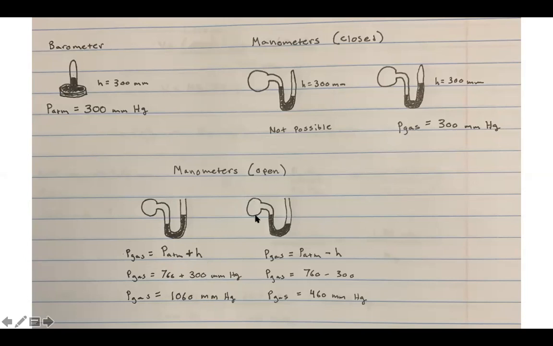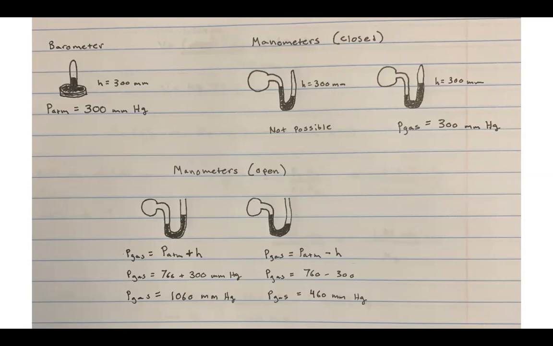Looking at the other potential option, here you'll see the level of mercury is lower on the side exposed to the atmosphere. This means that the atmospheric pressure is stronger than the pressure of our gas by our height differential. The height differential is the difference between those pressures. So the pressure of our gas here is our atmospheric pressure minus that height differential, because we just said it should be weaker than our atmospheric pressure. When we plug these numbers in, we find that the pressure of our gas is approximately 460 millimeters mercury.